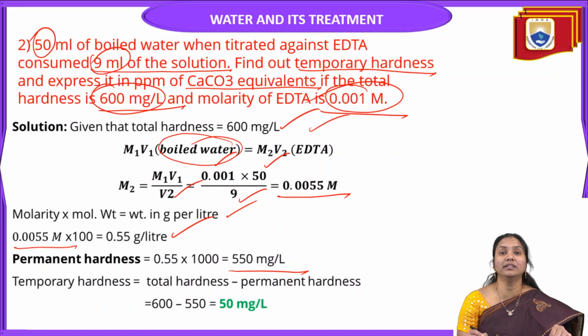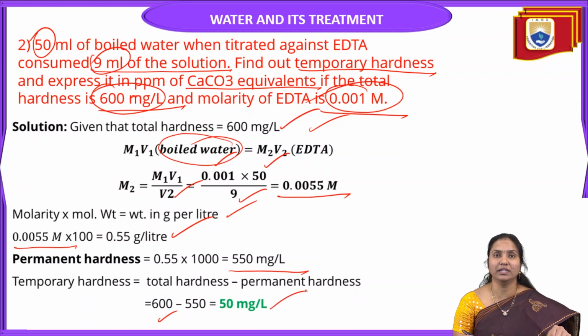So how can you calculate the temporary hardness of given water? Temporary hardness equals total hardness minus permanent hardness. The total hardness of the given water sample is 600, so we can substitute here, and the permanent hardness is 550. So it's equal to 50 milligram per liter.